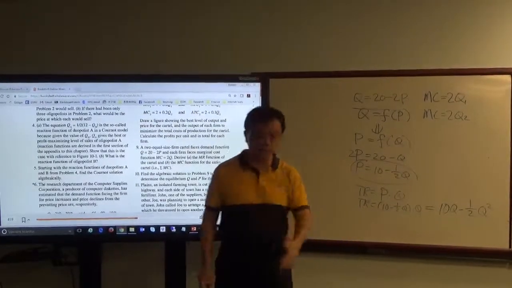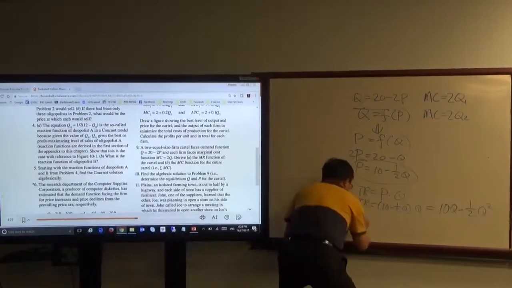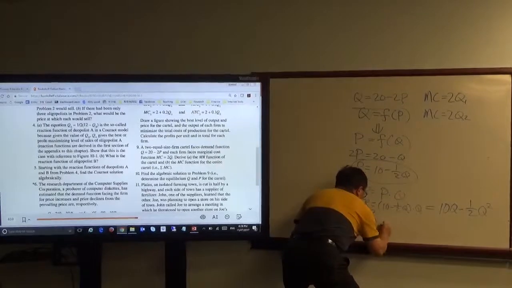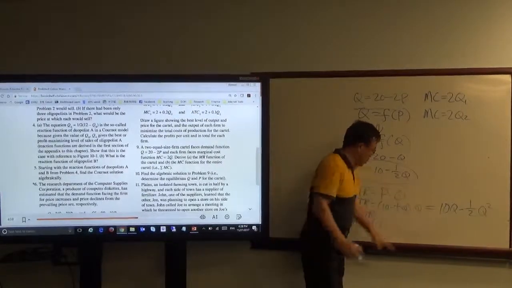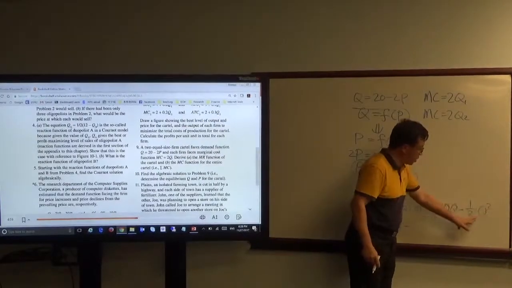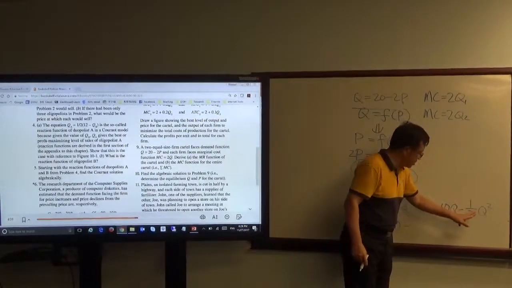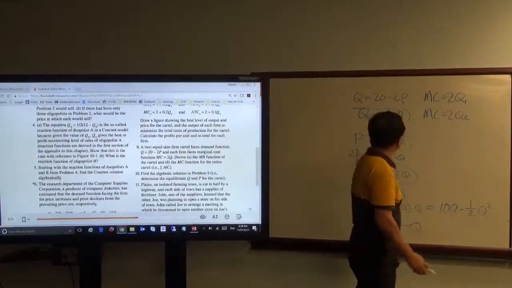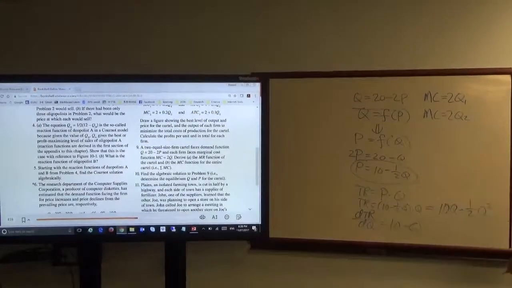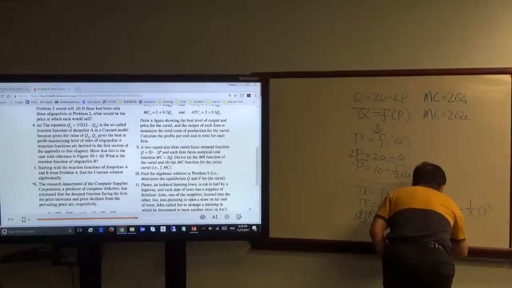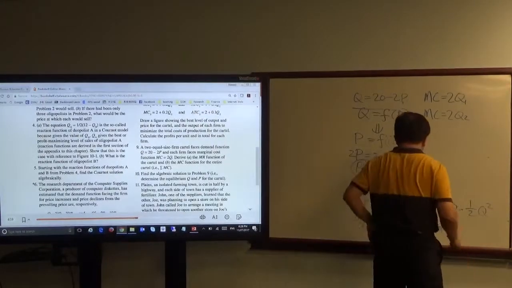All we need to do is take the first derivative of total revenue with respect to quantity. Then 10Q becomes 10, and for half Q squared, move 2 to the front and reduce the power by 1, so minus Q. That's all. So 10 minus Q is the marginal revenue.